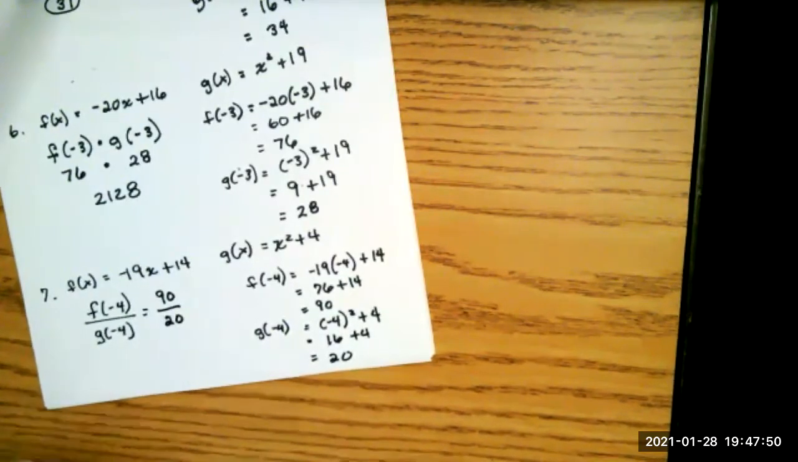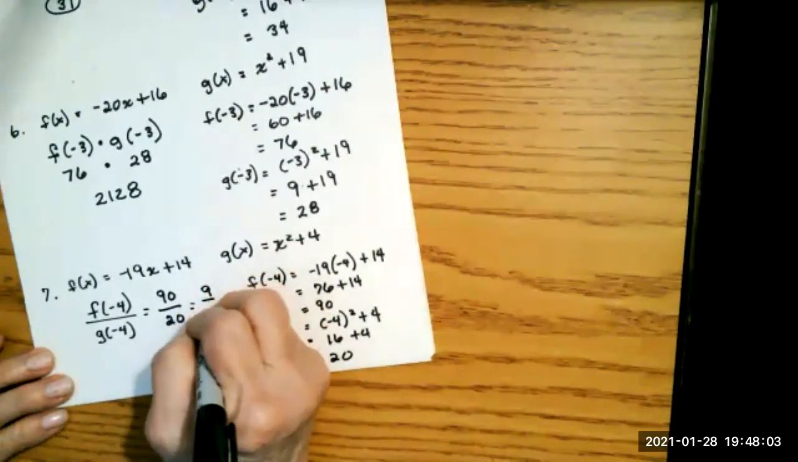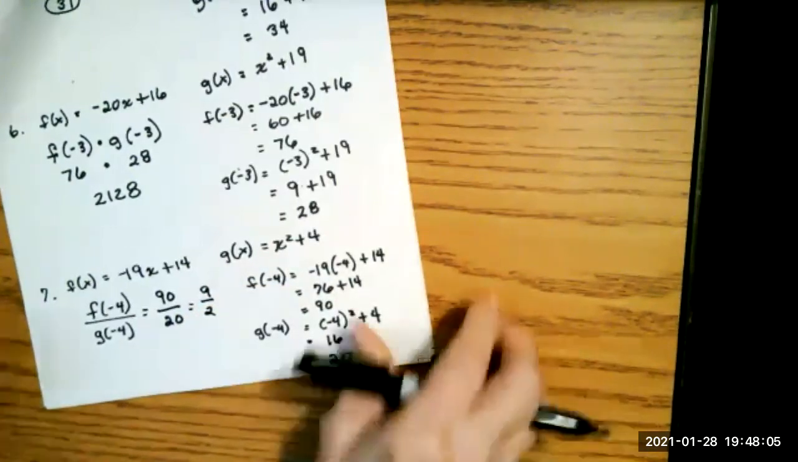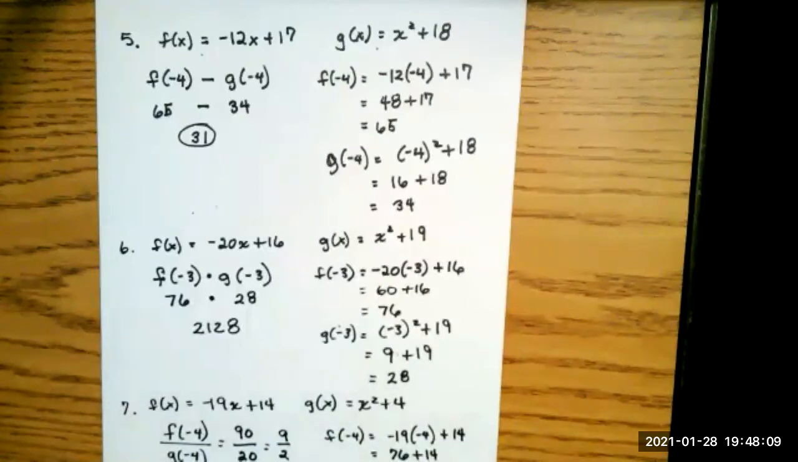And if you put that answer in, they're not going to count it right. Why not? You have to simplify it. 90 over 20, you can divide them both by 10. And what do you get? 9 over 2. That's correct. Right. Anybody have any questions about 5, 6, or 7 before we go on?